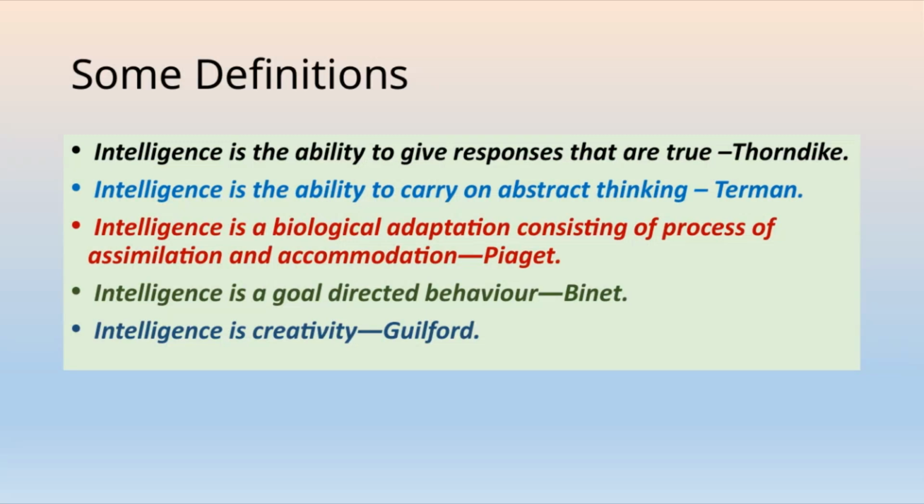On this slide, we explore several important definitions of intelligence from different experts. Thorndike views intelligence as the ability to provide responses that are true or accurate, emphasizing accuracy in our thinking. Terman, on the other hand, highlights intelligence as the capacity for abstract thinking, which involves reasoning beyond concrete information. Piaget brings in a biological perspective, describing intelligence as an adaptation process where we continuously absorb new information and adjust our understanding, through assimilation and accommodation.